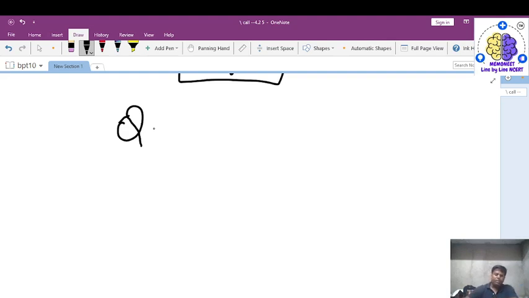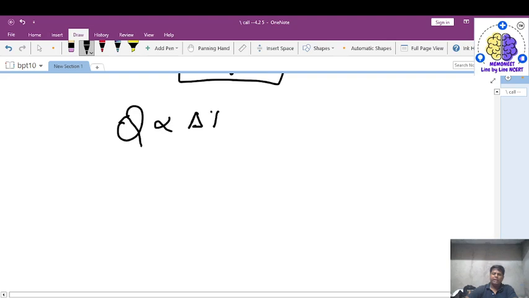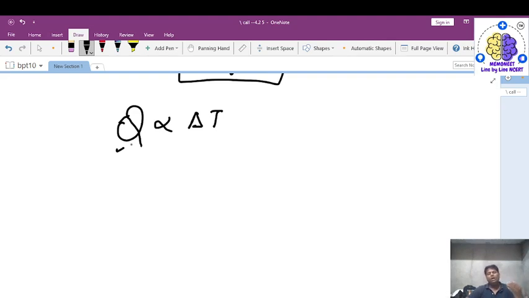So when you supply heat, the change in temperature delta T is directly proportional to the amount of heat supplied. That is, for a given mass of a substance, if you are supplying a certain amount of heat, its temperature will change by a certain amount. If you increase the amount of heat, the change in temperature will also increase. There is a direct relation. More heat is supplied, more temperature change.